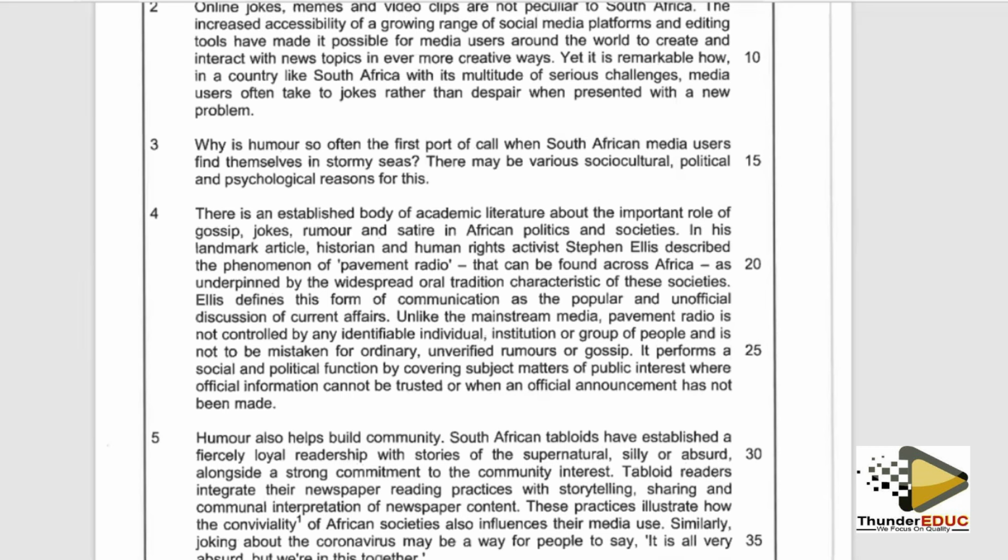Unlike the mainstream media, pavement radio is not controlled by any identifiable individual, institution, or group of people, and is not to be mistaken for ordinary, unverified rumor or gossip. It performs a social and political function by covering subject matters of public interest where official information cannot be trusted or when an official announcement has not been made.